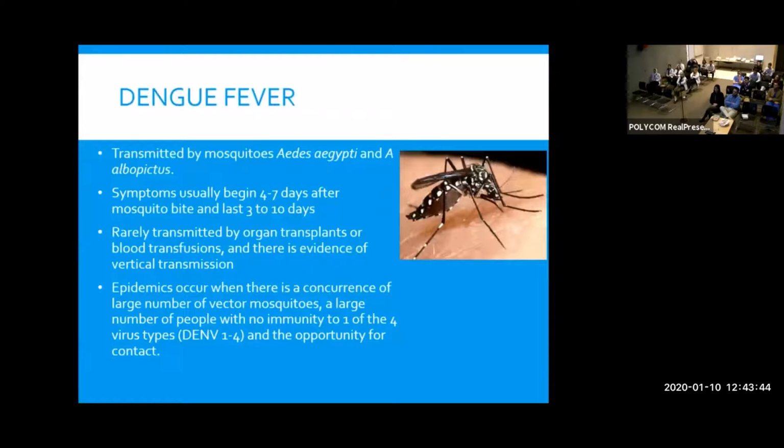Epidemics can occur, and they occur, I would say, on a yearly basis in some parts of the world. That happens when you have a concurrence of large numbers of vector mosquitoes, a large number of people with no immunity to one of the 4 types of dengue that are out there, and the opportunity for contact. In other words, if you were in a highly endemic area.